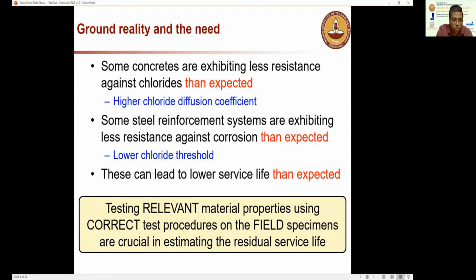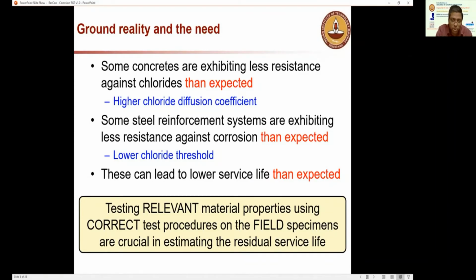So what do we need to do to avoid these problems, especially for the structures which are already there today? In the rest of the presentation, I'm really going to focus on existing structures, not new structures. Of course, this can be applied there also, but I'm mainly focusing here on existing structures. So what we need to do is test relevant material properties using correct test procedures. That's very, very important, because we have seen in many places the test procedures adopted are not really representing the system. When you borrow ideas from some other earlier procedures, it doesn't really work.